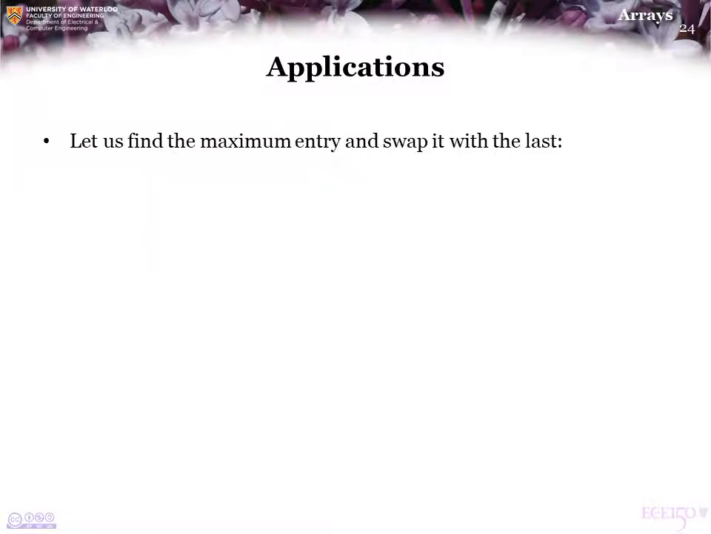As one final exercise, let's find the maximum entry of the array and swap it with the last entry of the array. Now the last entry of the array is at location n-1. But we don't know where the maximum entry is in the array. We found what the maximum value in the array is, but we don't know what index that was stored at.